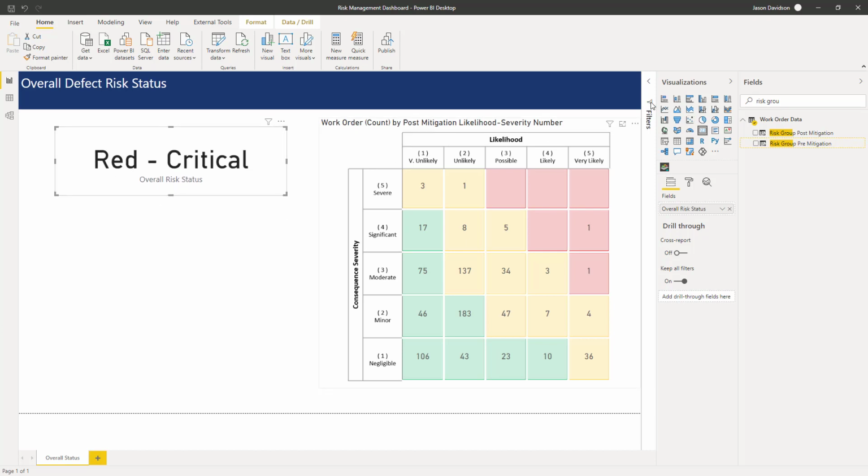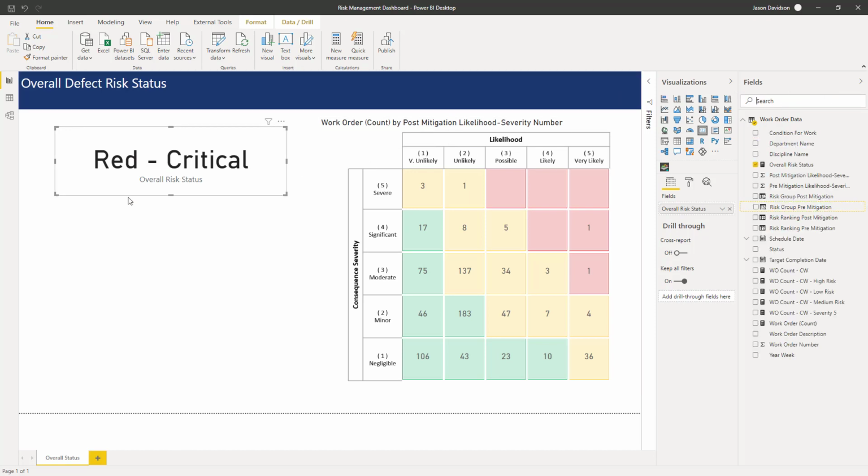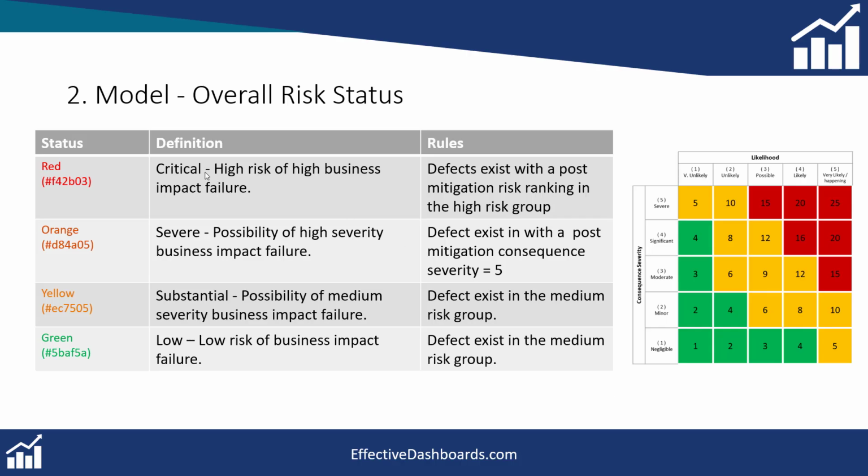Now the next thing we need to do is create another measure which is going to give us the text that sits underneath here, that just gives it a little bit more of an explanation as to what this red critical actually means. So if I go back to the PowerPoint presentation, this is the text we're going to use here. Underneath the short text that says red critical, we're going to put another little bit of text that gives us a definition for each one of those. So we need a measure that's going to actually return this text so that it's dynamic as well.